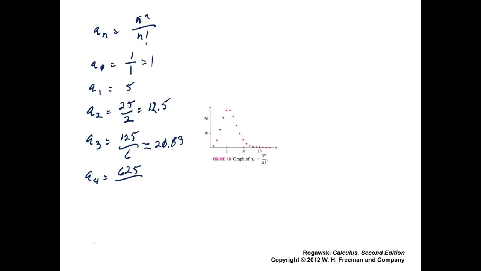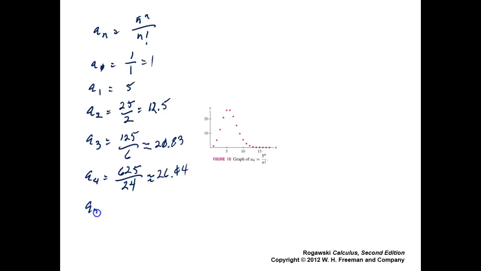625, I think. That's 5 to the 4th power. 25 times 25 is 625. Then divided by 4 factorial, which would be 4 times 6 is 24. And if you do that, I think you get something like 26.041. Okay, we'll take that.